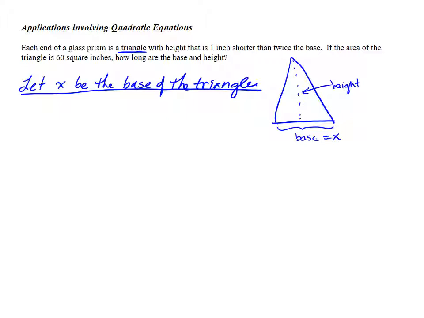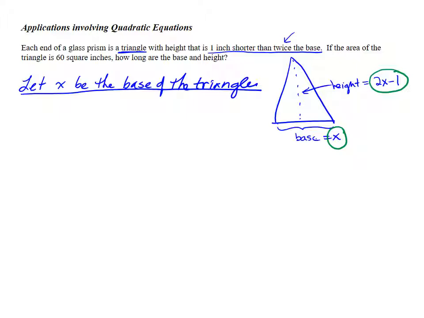Since the base is x, then when I go back to how it describes the height, 1 inch shorter than twice the base, twice means 2 times, so the height is going to be twice the base, so 2 times the base, which is x, but 1 inch shorter than that. To make something shorter, you subtract. So the height is 2x minus 1 algebraically, and the base is x. So that's what the first sentence is telling us.